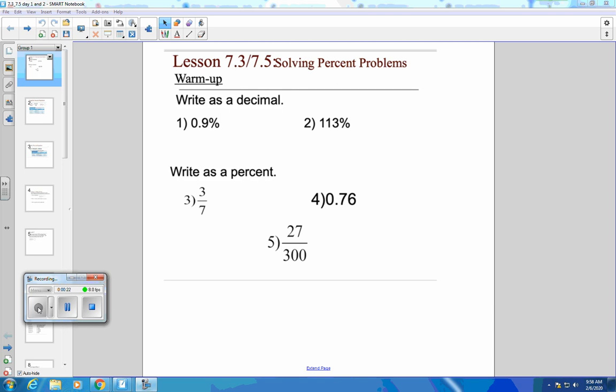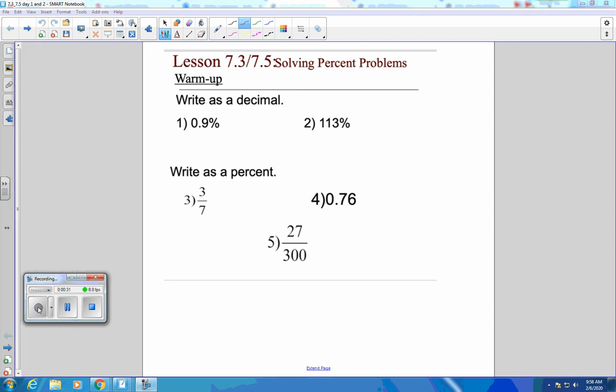Number 1 says write as a decimal. So 0.9%, when we change a percent to a decimal, we bring that decimal point 2 to the left. So I'm going to bring that 2 to the left. I have to fill in my 0. So I get 0.009 or 9 thousandths. 113%, remember if you don't see a decimal there, you just add it to the end of your number. I have to move that one 2 to the left, and I get 1.13 or 1 13/100.